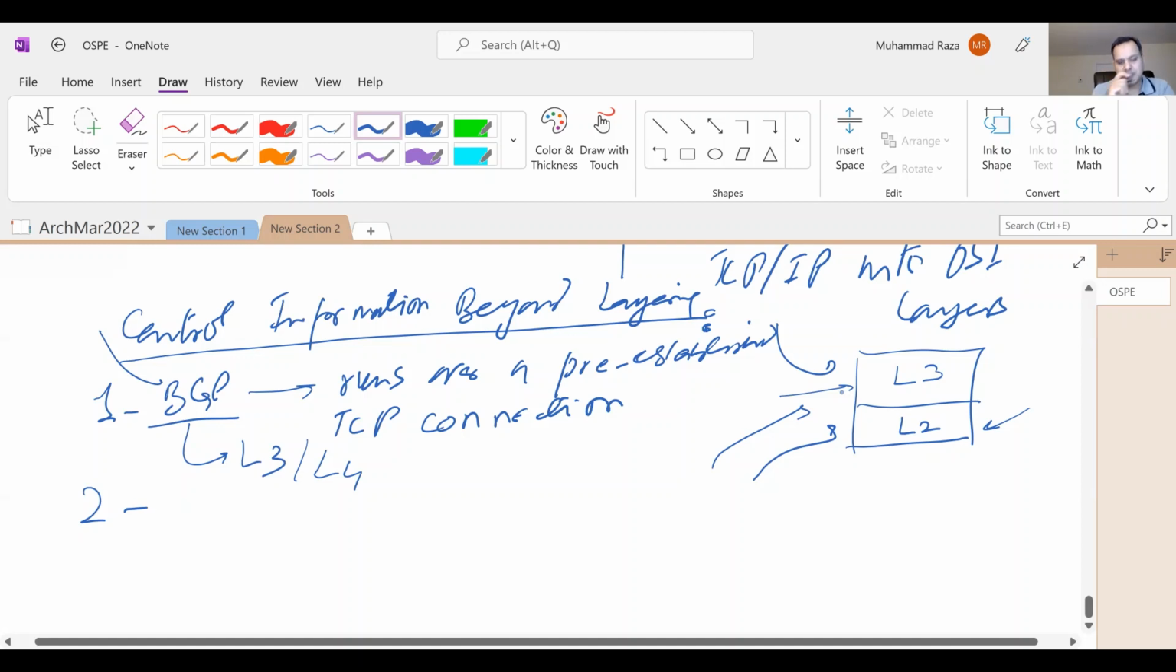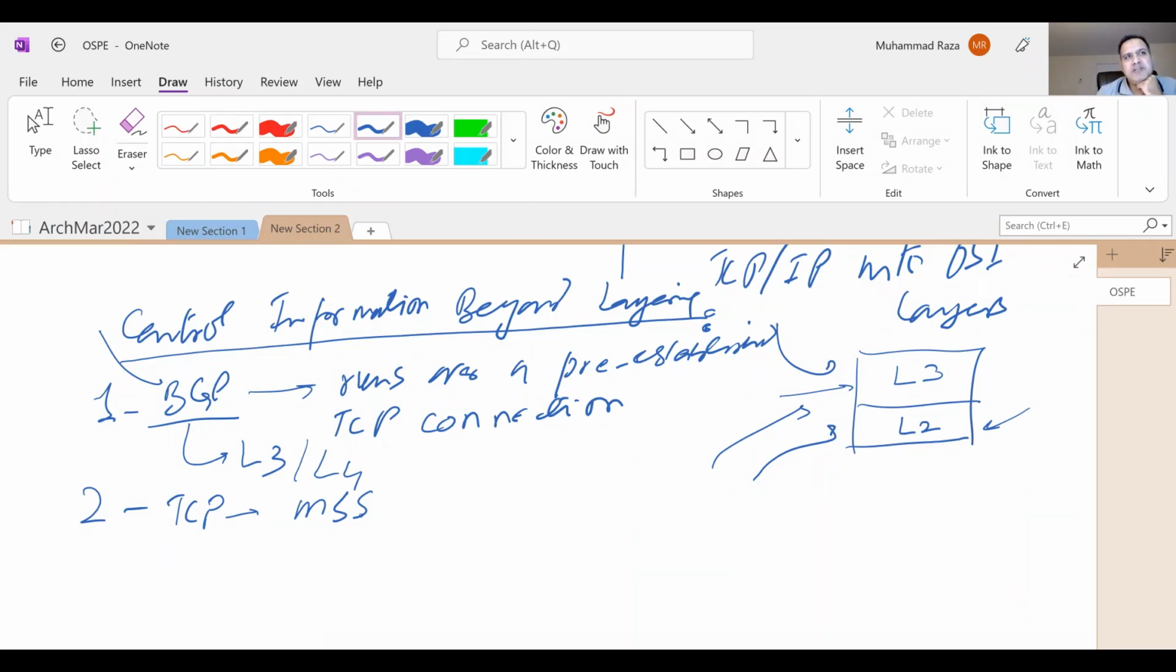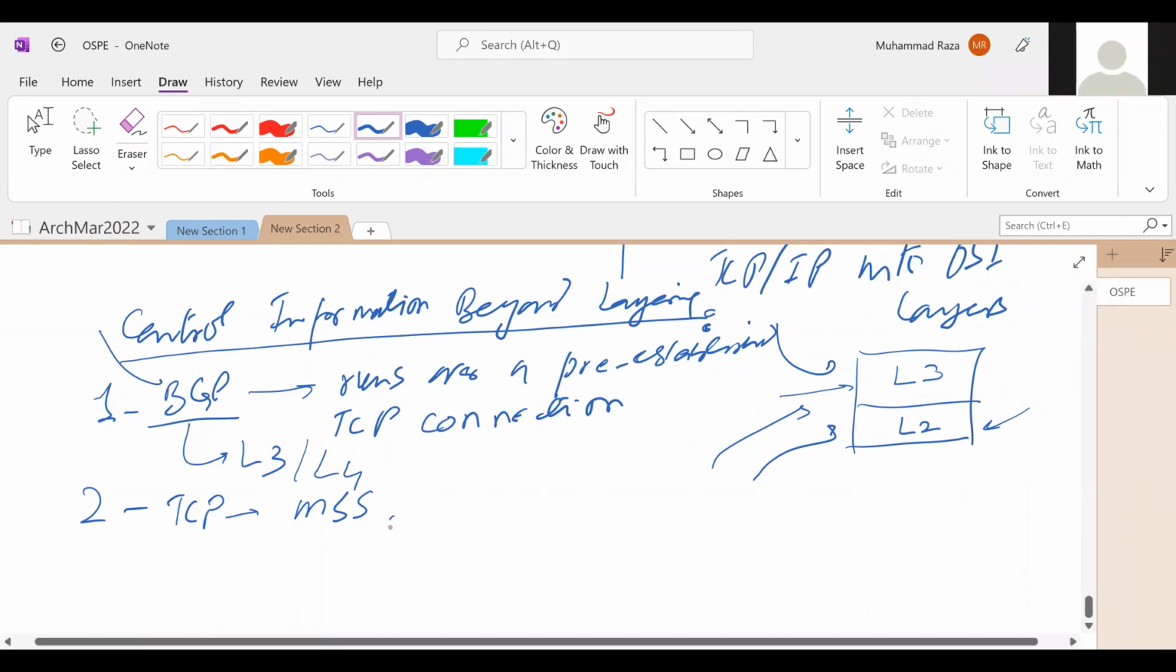Let me give you another example. You are expert in TCP better than me. So in TCP, do you know what TCP MSS is? Maximum segment size, perhaps? Yes. Okay. And similarly, on the MAC level or layer 2, you have MTU. You have studied MTU.